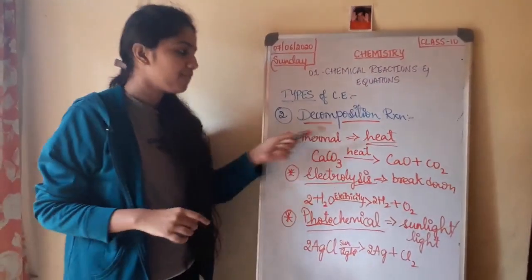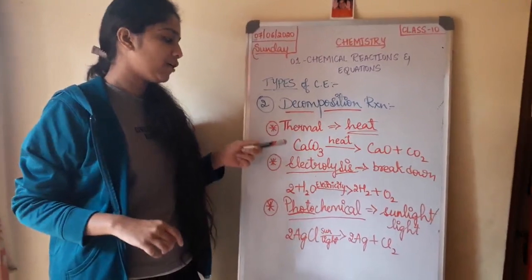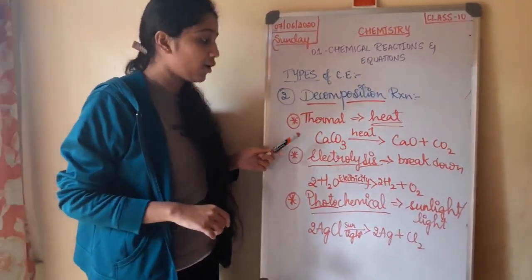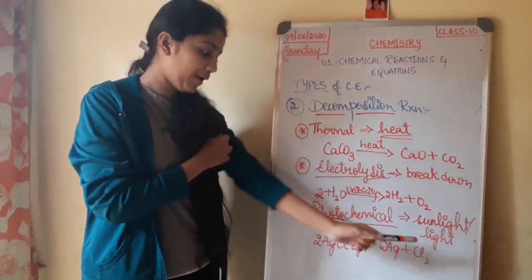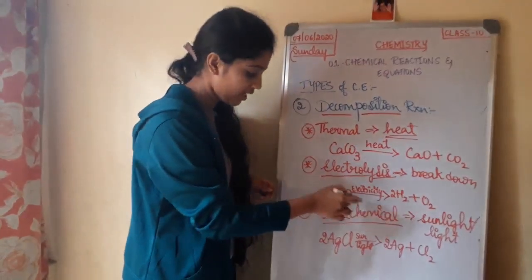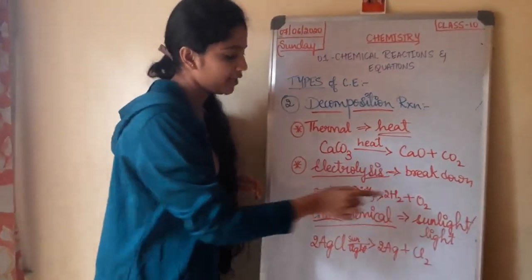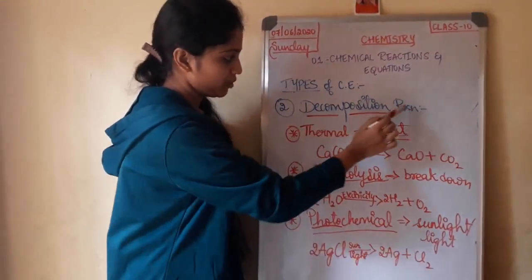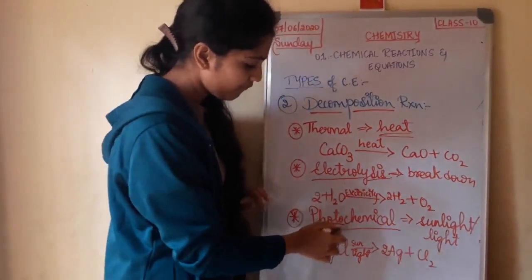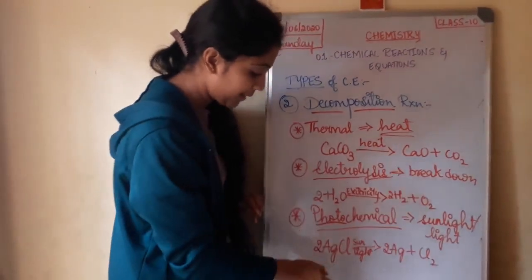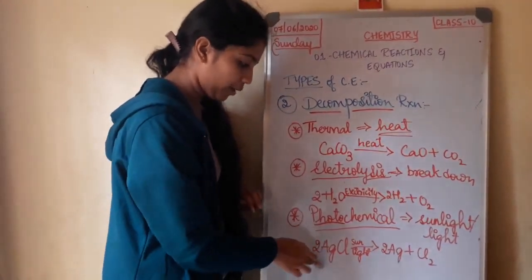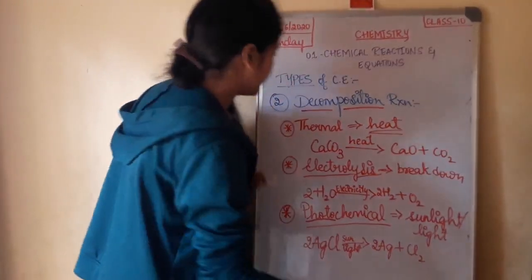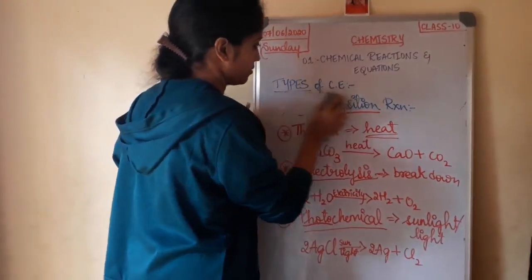Thermal decomposition, that is when we use heat to break down a single compound into two or more simpler ones, and electrolysis or electrolytic decomposition reaction when we use electricity to break down a single compound into simpler byproducts. And the third one, the photochemical decomposition reaction where we use sunlight or light to break down a single compound into two or more simple byproducts. This is the decomposition reaction.